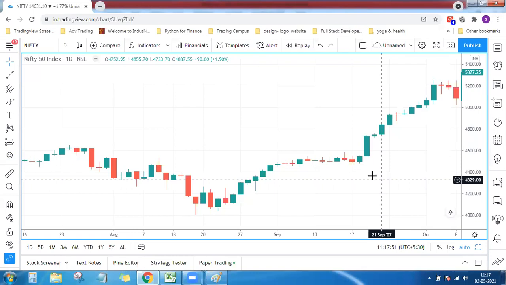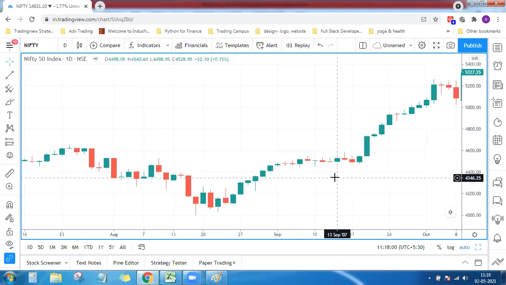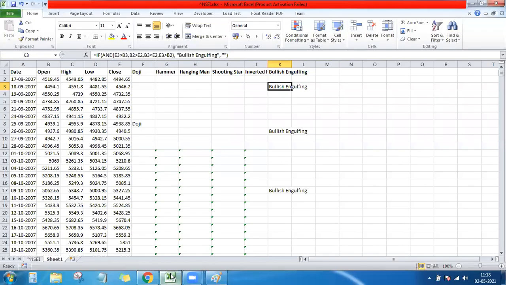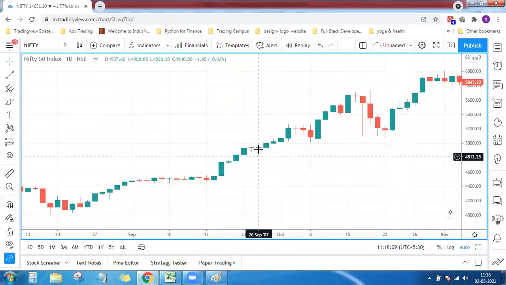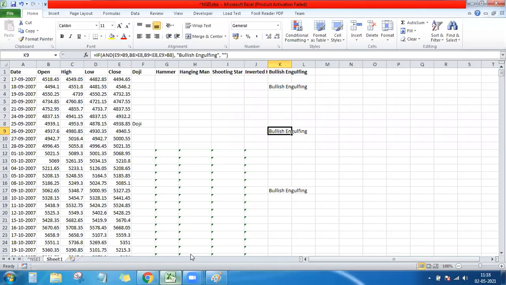You can look at this low price of the green candle. It should be the minimum of the past 10 low prices. That will signal the downtrend as well. So that's a bullish engulfing candlestick pattern. Again, you have it on 26/9 here. This is also not valid.